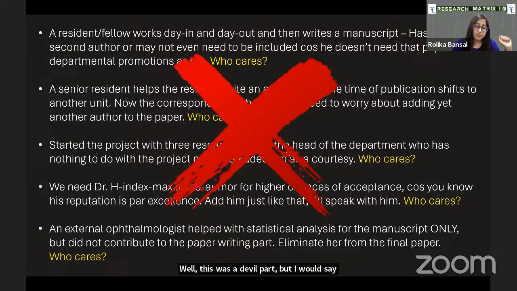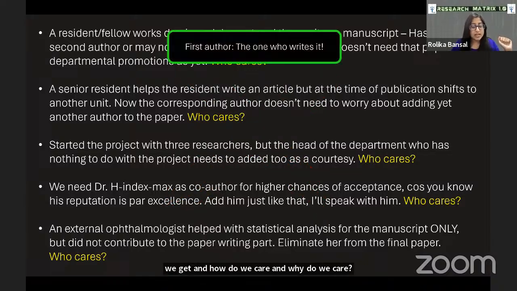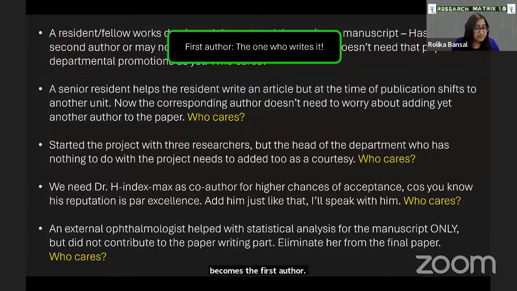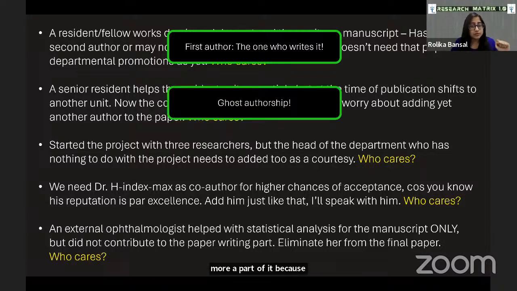And how do we care and why do we care? Let's take one by one. In the first scenario, the first author is always the author. The one who writes it becomes the first author. The second scenario is called ghost authorship, wherein the senior resident who actually helped in writing is now no more a part of it because the corresponding author thought so. We cannot do that, highly unethical.